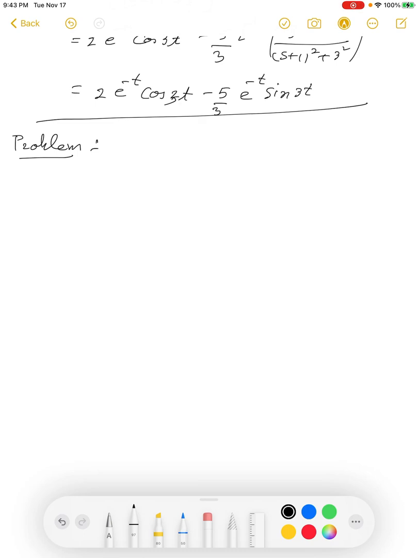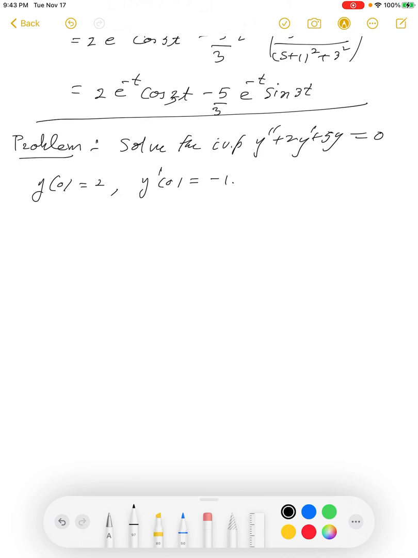So let's try to solve the IVP y double prime plus 2y prime plus 5y equal to 0, with y of 0 equal to 2 and y prime of 0 equal to minus 1, using Laplace transforms.